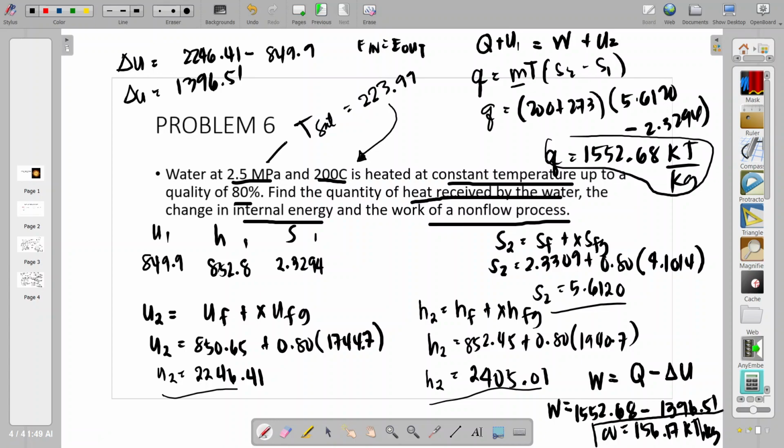So, this is our final answer. Work is 156.17 kilojoule per kilogram. Our specific heat is 1552.68 kilojoule per kilogram. Our internal energy change is 1396.51 kilojoule per kilogram. So this ends my lecture for constant temperature. Thank you very much.